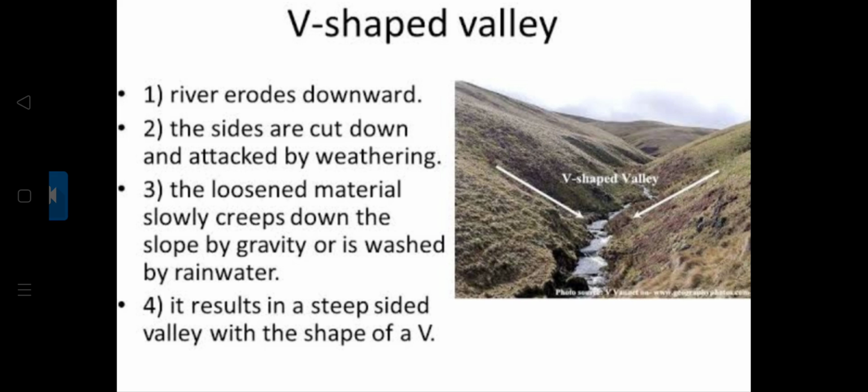Now look at the V-shaped valley over here. When we look at the V-shaped valley, the river erodes downwards. The sides are cut down and attacked by weathering. The loosened material slowly creeps down the slope by gravity or is washed by rain water. It results in a steep-sided valley with the shape of a V. So this is how a V-shaped valley looks, where the river erodes downwards.